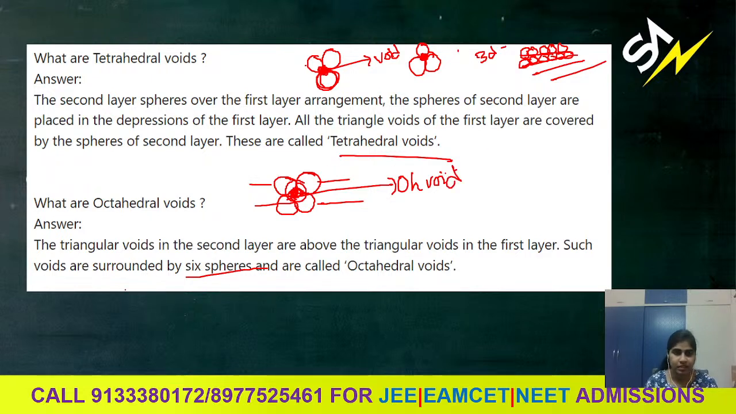So first you need to know what is a void, and then you need to explain how a tetrahedral void is formed and how an octahedral void is formed. So in this way we can see the octahedral void. This type of question you can expect.